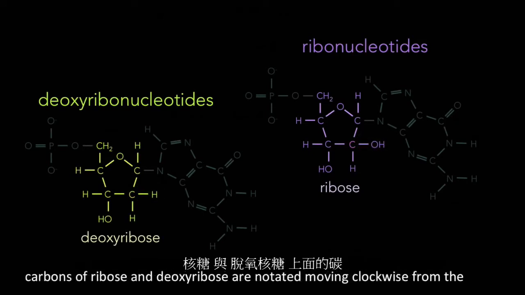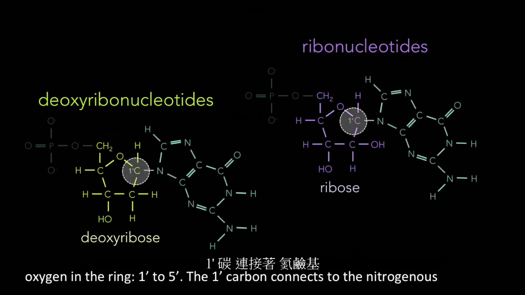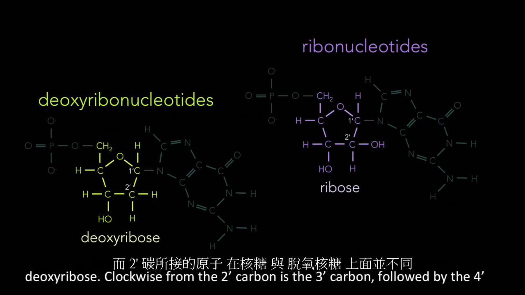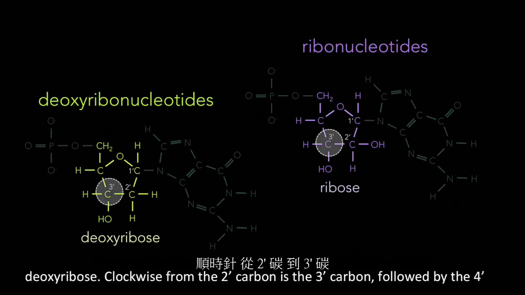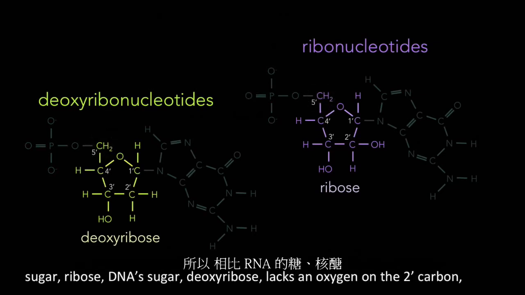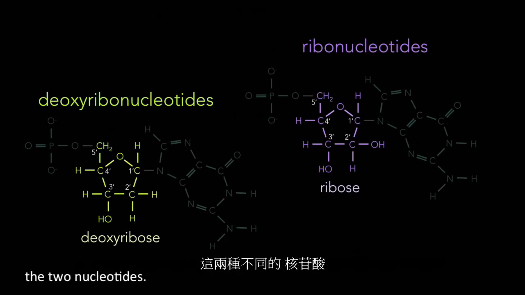The carbons of ribose and deoxyribose are notated moving clockwise from the oxygen ring, 1' to 5'. The 1' carbon connects to the nitrogenous base. The atoms attached to the 2' carbon differ between ribose and deoxyribose. Clockwise from the 2' carbon is the 3' carbon, followed by the 4' carbon, and the 5' carbon attaches to the phosphate group. So, relative to RNA sugar ribose, DNA sugar deoxyribose lacks an oxygen at the 2' carbon, hence deoxyribose. That single difference allows cells to differentiate between those two nucleotides.